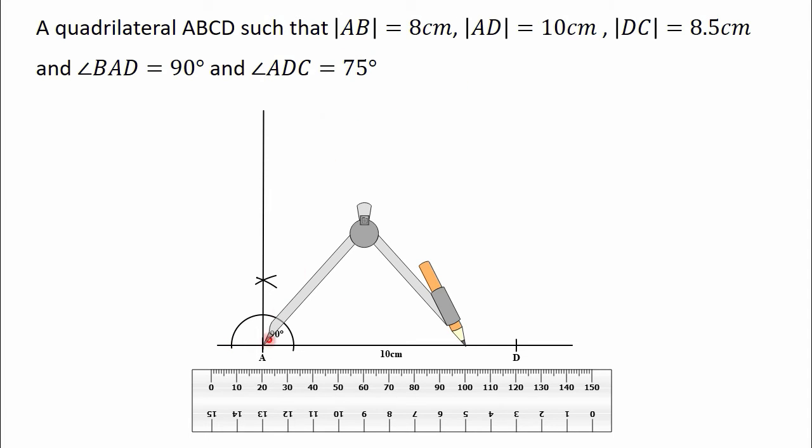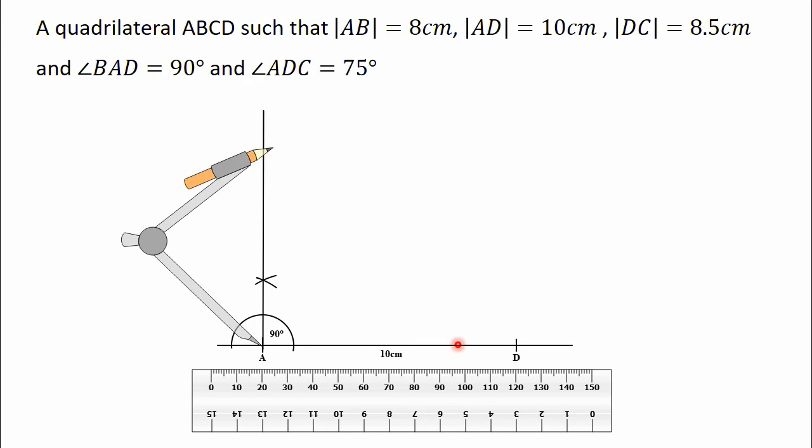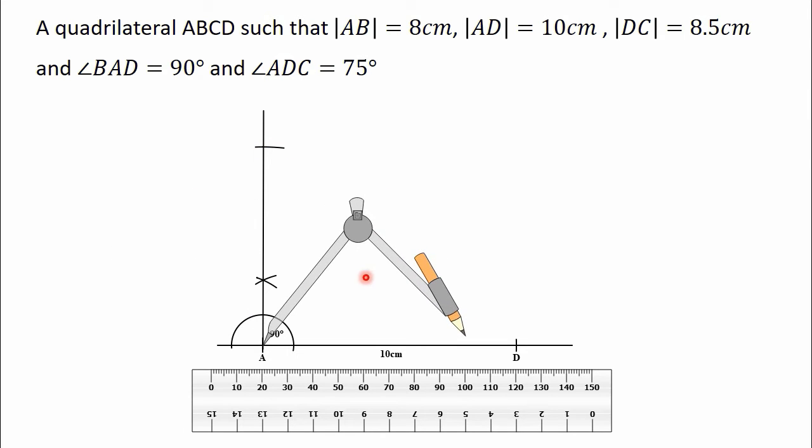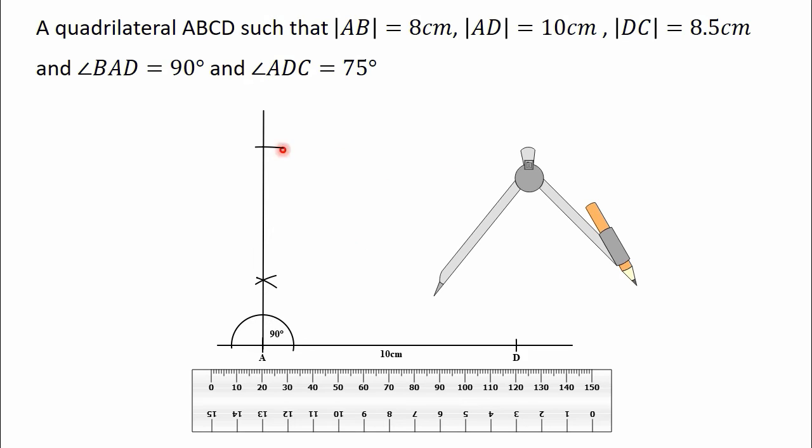We know point A, so you put the needle of the compass on point A, then you turn the compass and you construct an arc to intersect the line. The point of intersection of the arc and the line will give us point B. So we have point B here. Let's move on to point C.